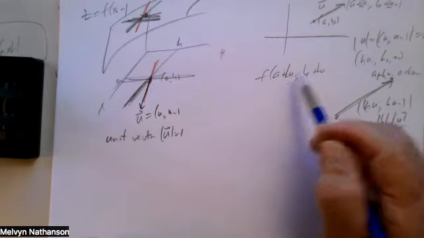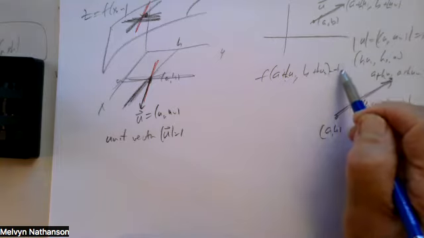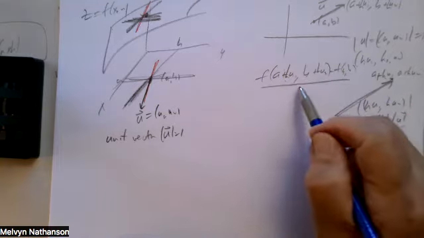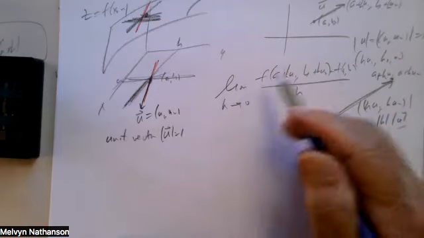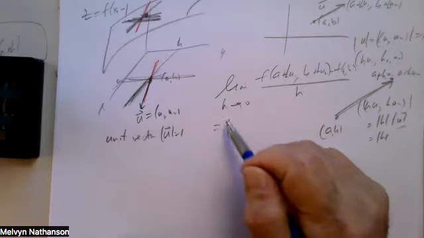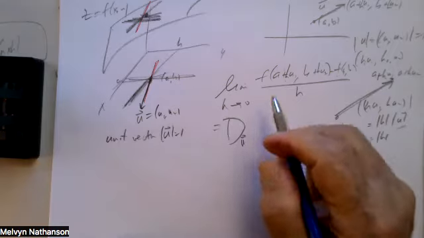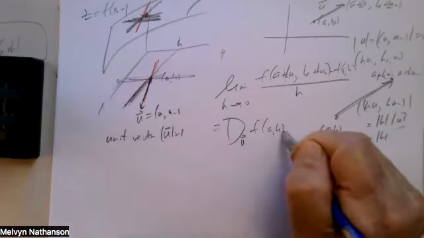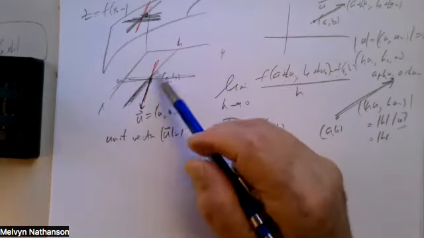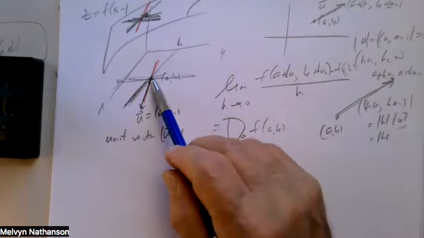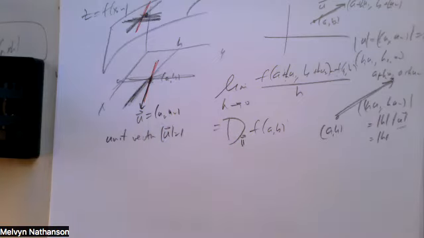So if I look at f of (A plus hu1, B plus hu2) minus f of (A, B), and I divide that by h, and I take the limit of that as h goes to zero, if it exists, this is what I would call the directional derivative D in the direction u of the function f at the point AB. So it's the rate at which the function is changing as you move along a line through AB in the direction of, or parallel to, the unit vector u.